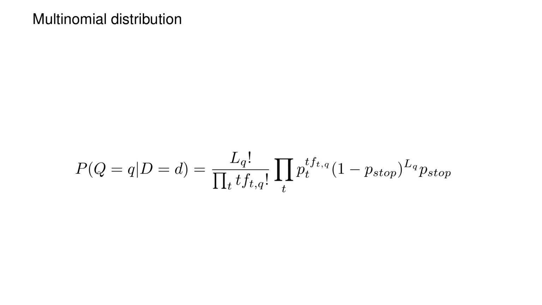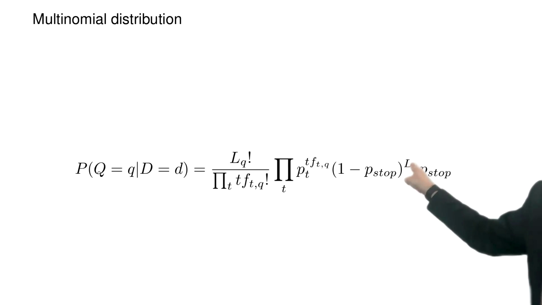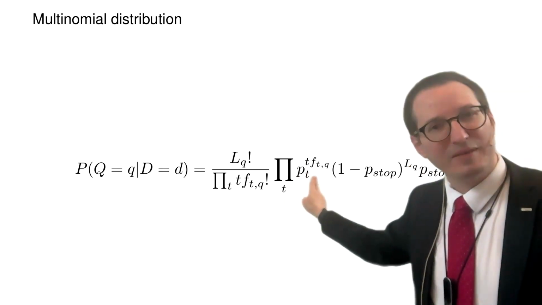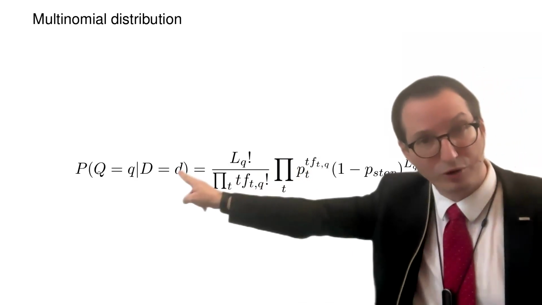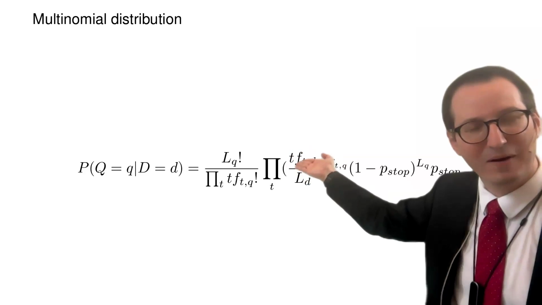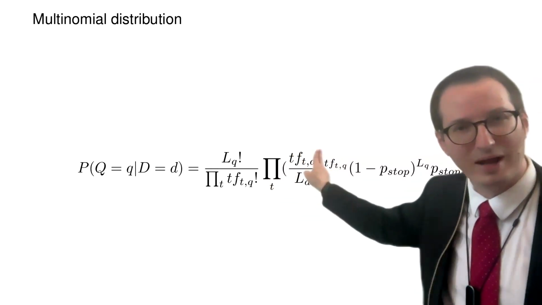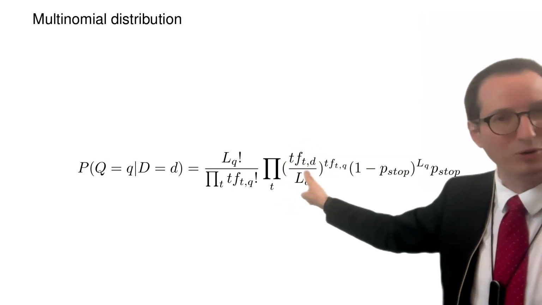And then, of course, P stop, and again, that's LQ in here because we want to make sure that we generate Q. So it has to be exactly the length of Q. Now, PT, as I said, was generated out of document D. And in fact, I just divided the term frequency of the term by the length of document D, right? That's the easiest way to use statistics to compute a probability out of a document.